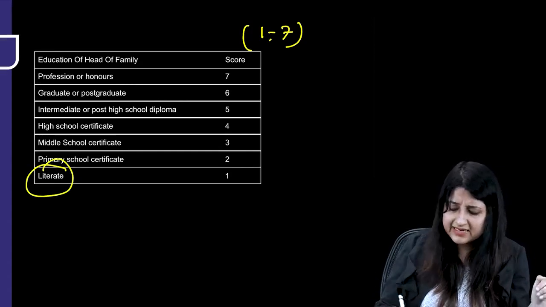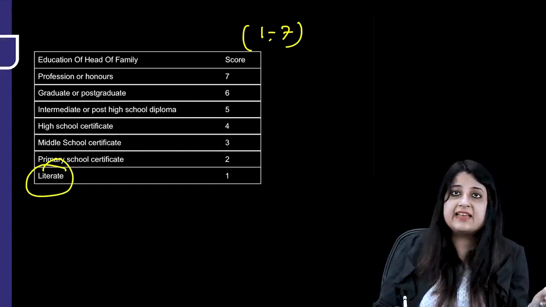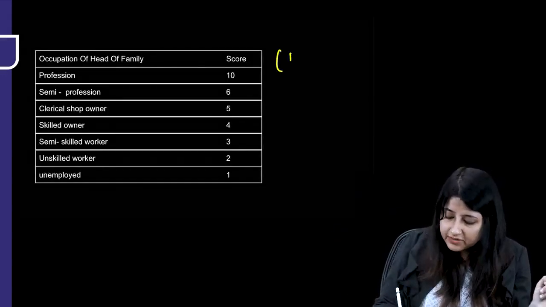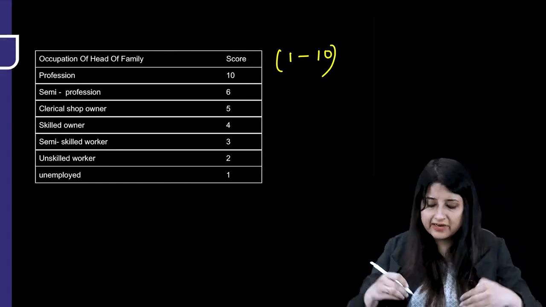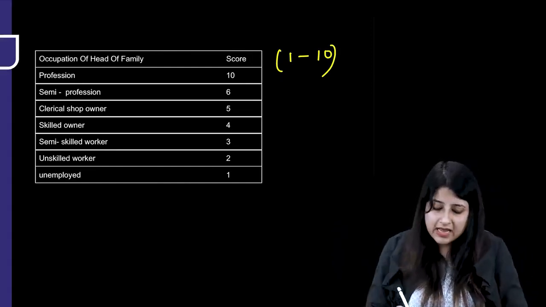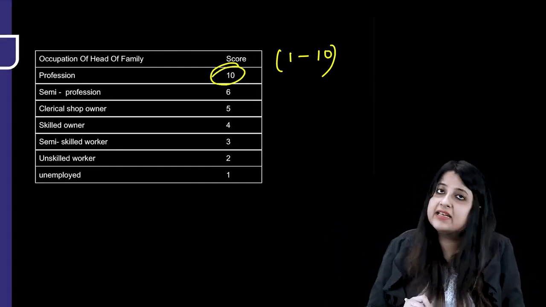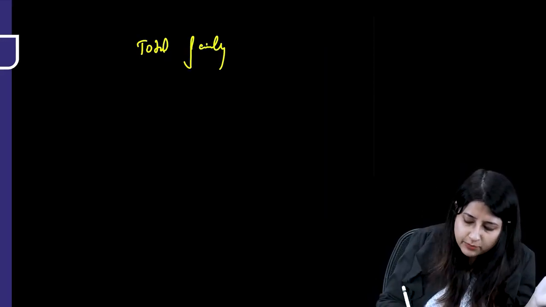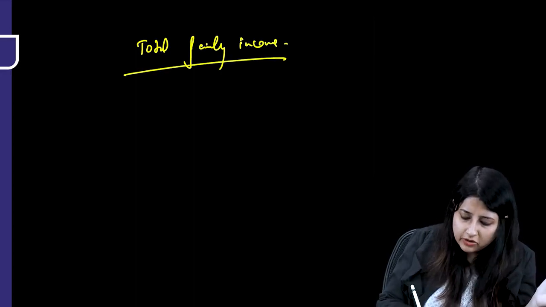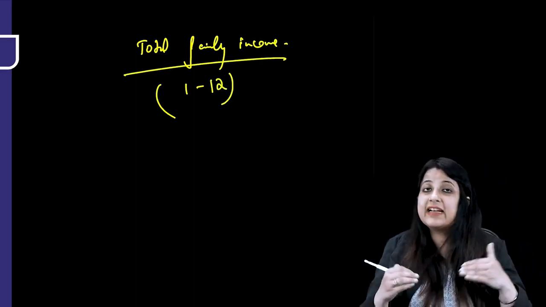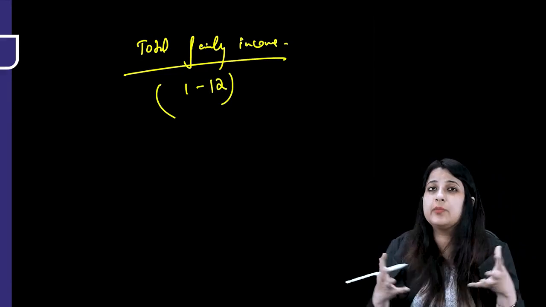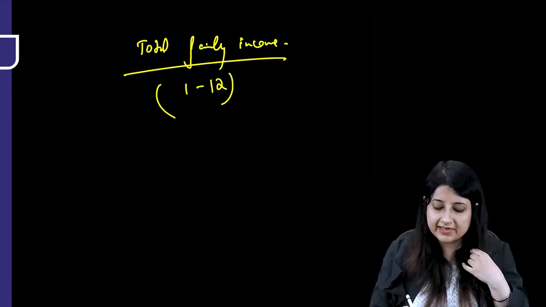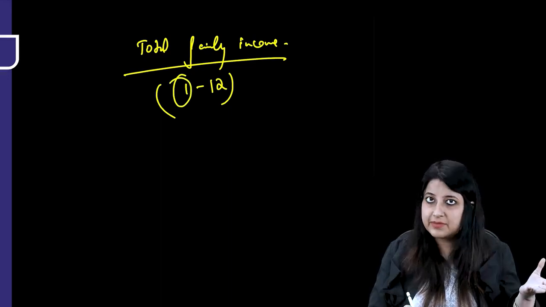You don't need to memorize this, but at least you need to know in education how much is the scoring, from 1 to 7. In occupation the scoring is from 1 to 10. Don't go like 1, 2, 3, 4, 5, 6, 7, 8, 9, 10. No. After 6, straight away it is 10. And when you see total family income, I've not put a slab over here because it is from 1 to 12 and it keeps on modifying every year based on the different income slabs. But the minimum scoring in total family income is 1 and maximum is 12.